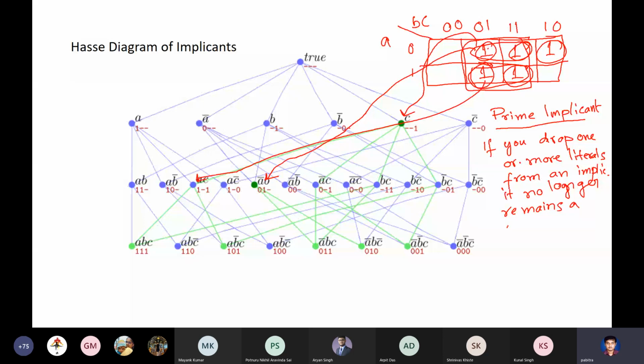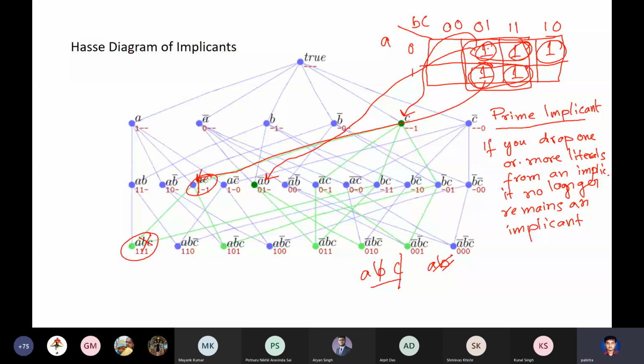Okay. So for example, ABC is an implicant, but it is not a prime implicant, because if you drop C, you get AB. AB is still an implicant. Or okay, let us look at these green things only. So if you drop B, so this is ABC, I have dropped B, I have got AC. That is still an implicant. So ABC is not a prime implicant. Similarly, from AC, I can still drop A and get this, which is also an implicant. So AC is also not a prime implicant. Okay.